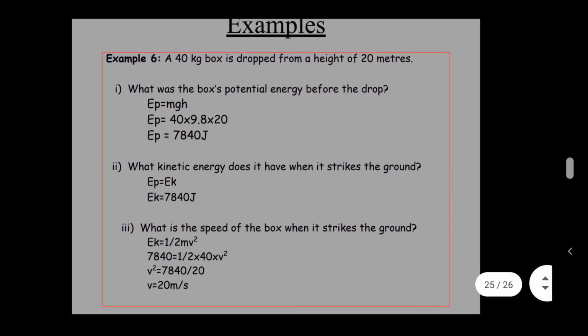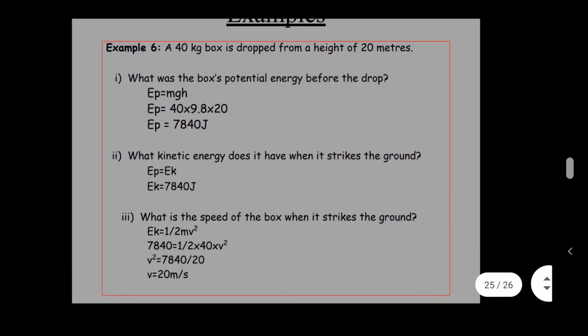So let's just look at the answers. What was the box's potential energy before the drop? Well, we just know that EP equals mgh. Let's just try it. We've got the mass, 40. We've got gravity, 9.8. And we've got the height, which is 20. So times all them together, you get 7,840 joules. Easy. Then it says, what kinetic energy does it have when it strikes the ground?